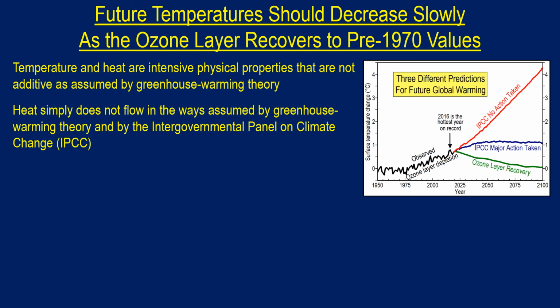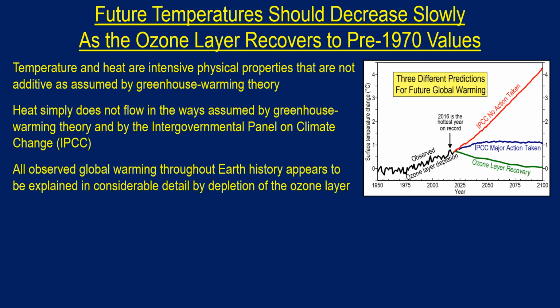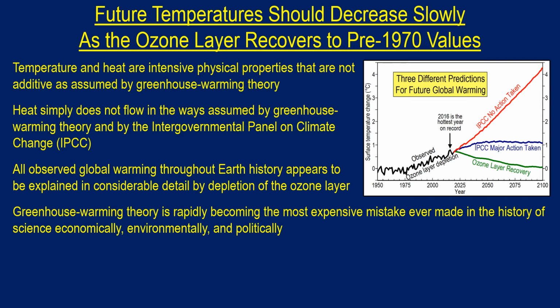Heat simply does not flow in the ways assumed by greenhouse warming theory and by the Intergovernmental Panel on Climate Change, the IPCC. All observed global warming throughout Earth history appears to be explained in considerable detail by depletion of the ozone layer. Greenhouse warming theory is rapidly becoming the most expensive mistake ever made in the history of science, economically, environmentally, and politically.